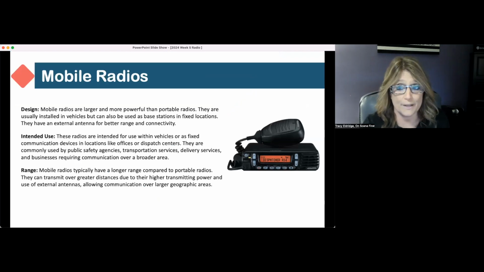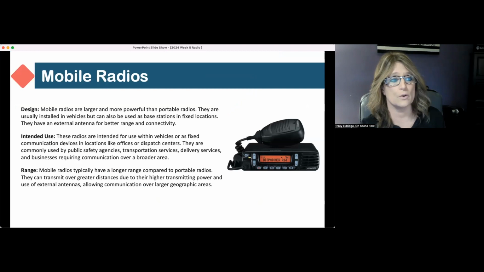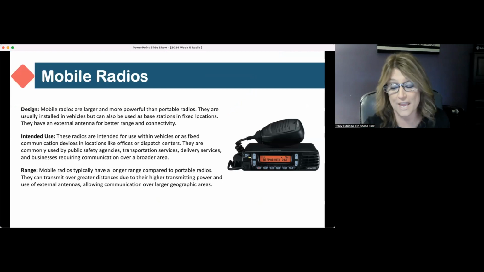So, the different types of radios. First are mobile radios. Mobile radios are larger. They're more powerful than portable radios, which we'll talk about. They're usually installed in vehicles, but they can also be used as base stations in fixed locations.